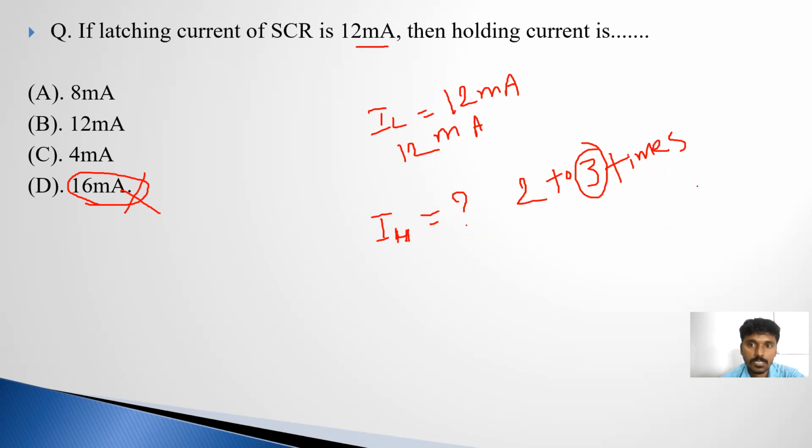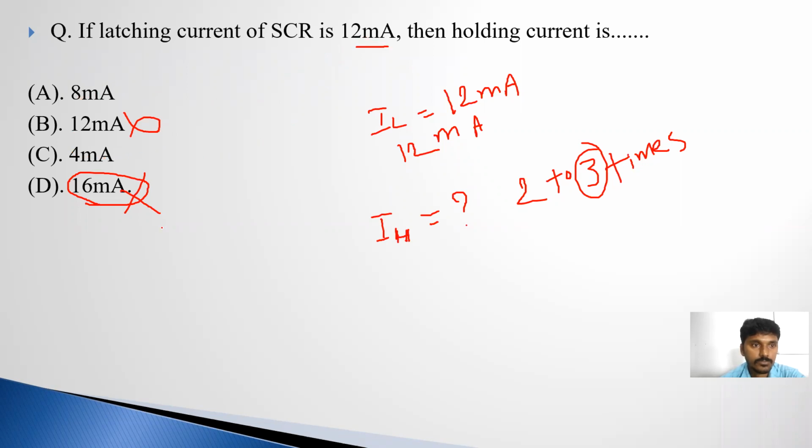So generally we say 3 times the holding current. 4 into 3 is how much? 12 milliamperes. Latching current and holding current cannot be equal, so B is also a wrong answer. Only 2 answers remain, 8 and 4 milliamperes.